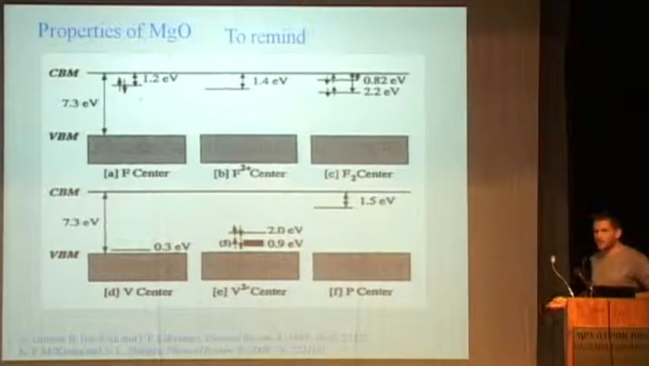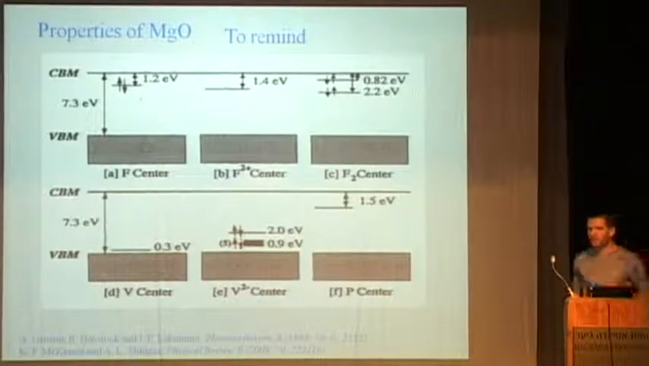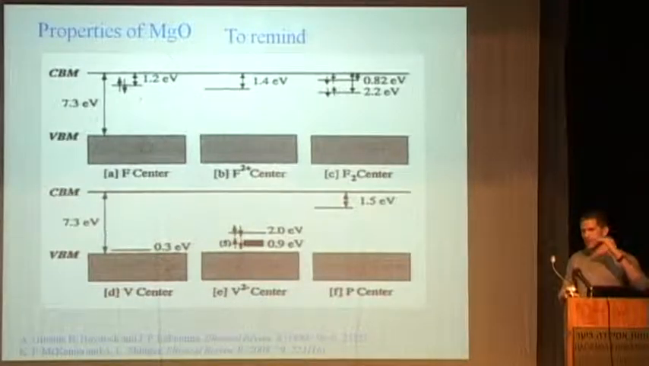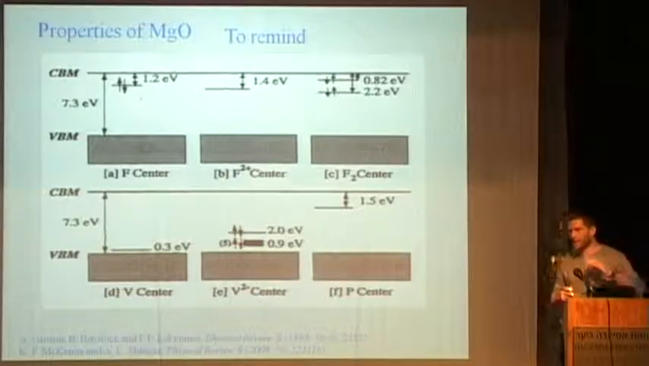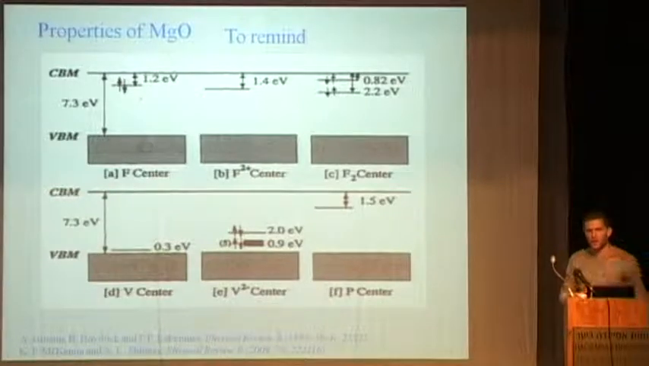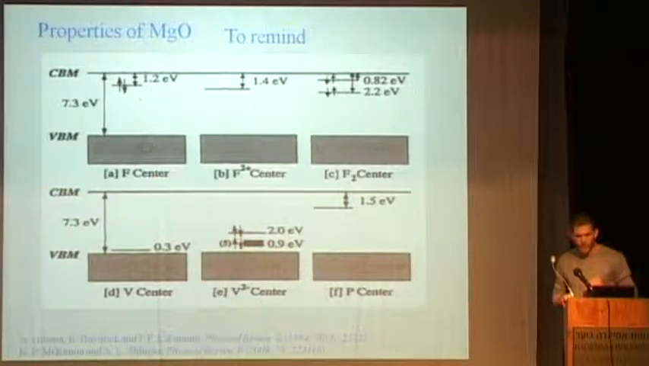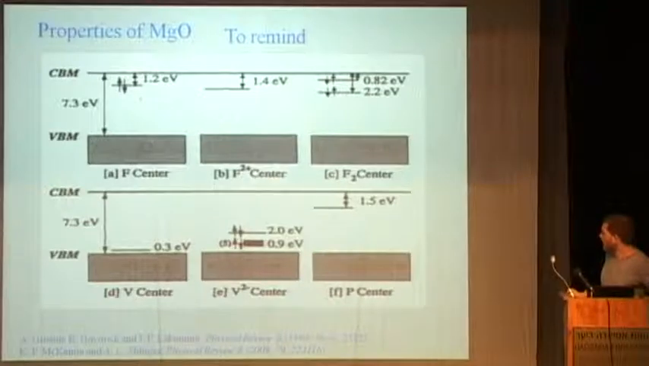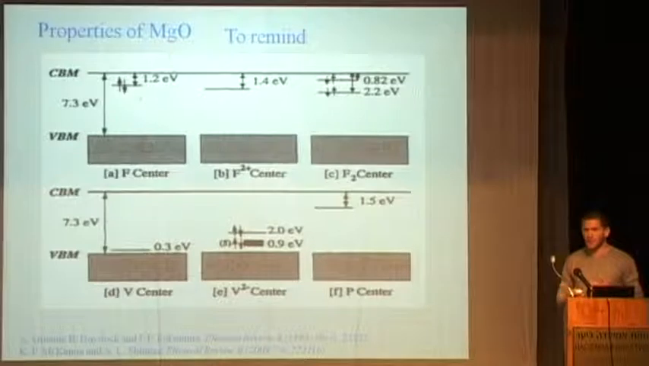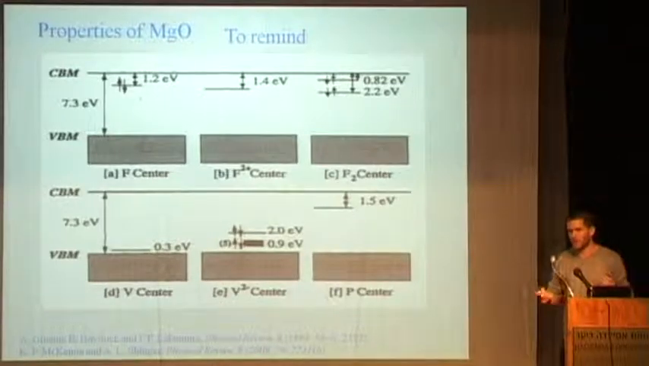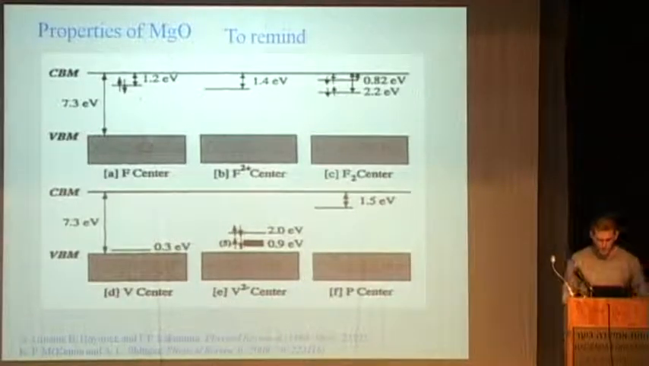So this is just to remind you that there were a few theoretical calculations showing that different defects can give you a different position inside the band gap. You can have a lower localized energy level. And you need to understand that every energy here can be observed as emission in photoluminescence or cathodoluminescence.